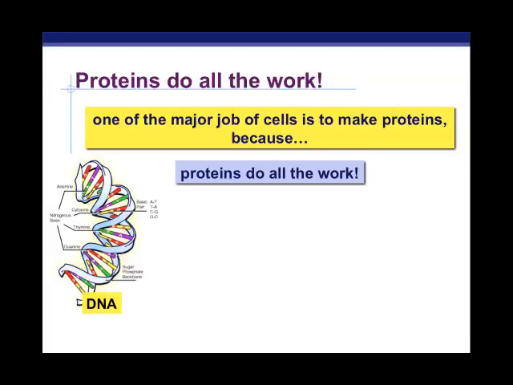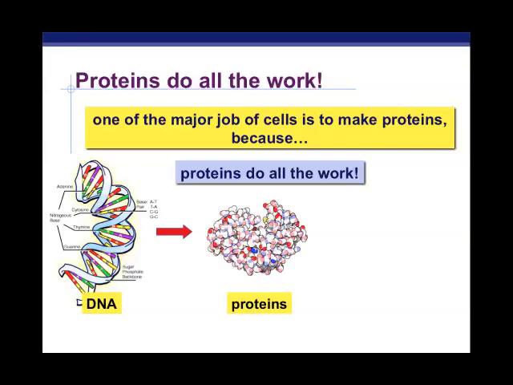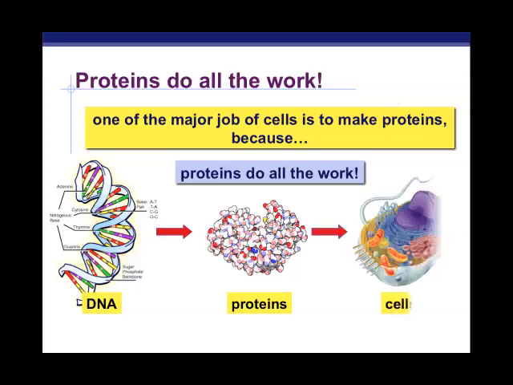DNA is in every cell. As humans, we have 23 pairs of chromosomes. The DNA is in the nucleus, and it is what tells the cell how to make the proteins, which are made up of amino acids. And the amino acids or proteins are the cell. All the organelles are proteins.